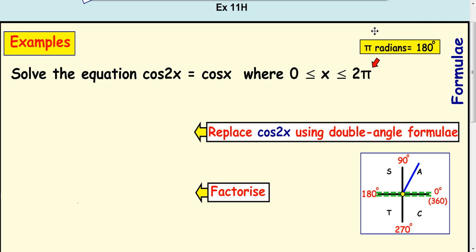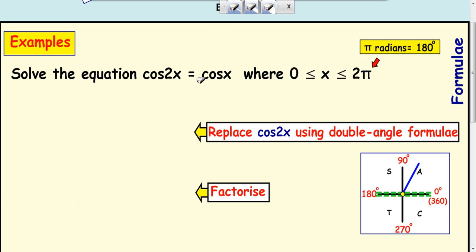In this lesson, we're going to look at a more complicated trig equation where we have to use the double angle formula. So solve the equation cos 2x equals cos x, where 0 is less than or equal to x is less than or equal to 2 pi. So we can see here we're going to have to answer in radians, and we've got a substitution to make.